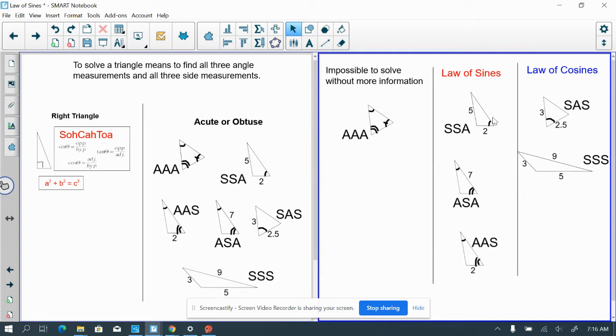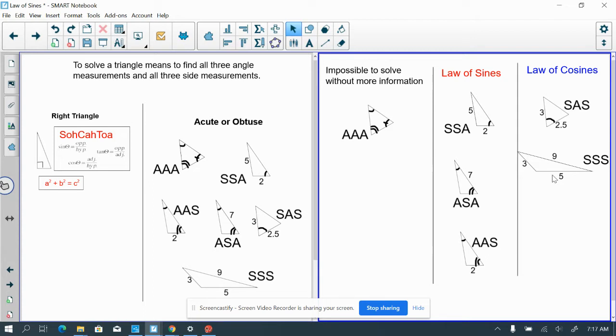So for here, you have this angle and you have the opposing side, 5. Here, you have these two angles, which means you could just subtract from 180 and find this angle, and then you know its opposing side. And here you have this angle and this opposing side. Actually, these two things are pretty much the same.